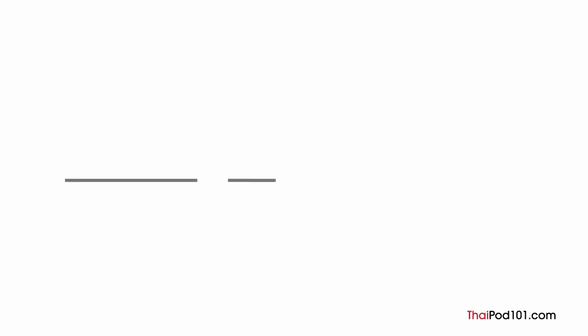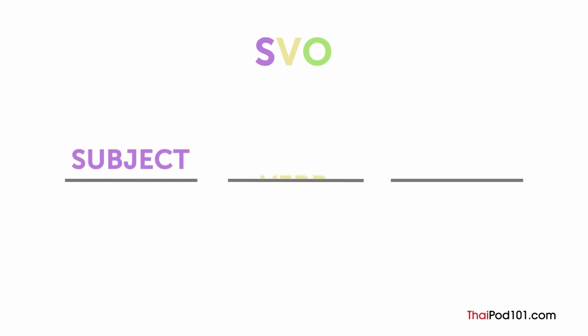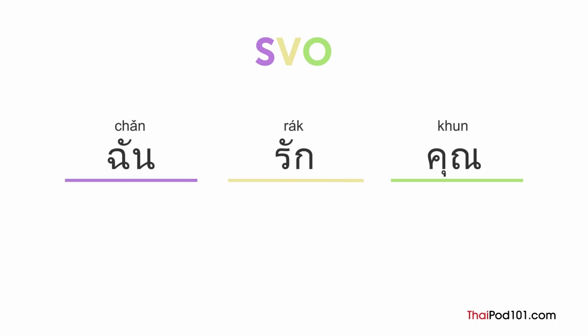Do you know that the basic Thai sentence is incredibly simple? It is structured with an SVO, subject, verb, object, order, just like in English. For example, ฉันรักคุณ. This has the same word order as in I love you. Thai verbs don't change their form for tense.